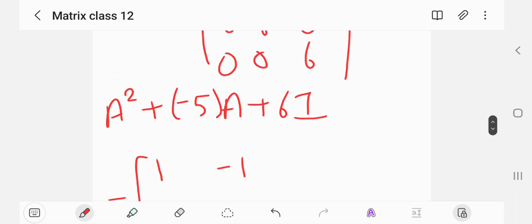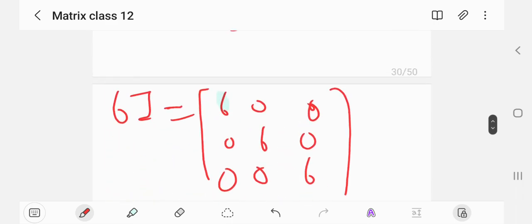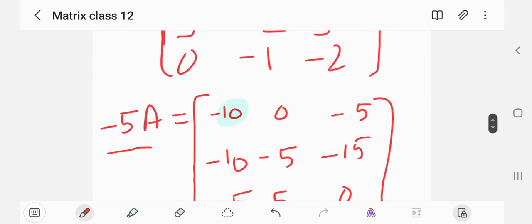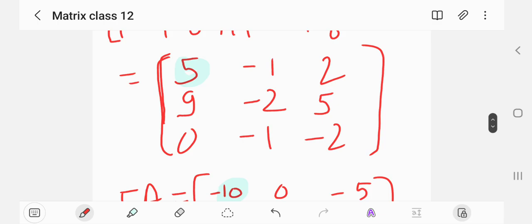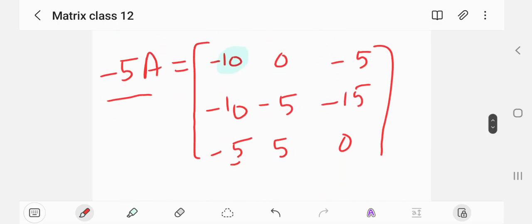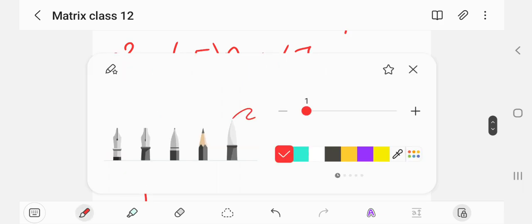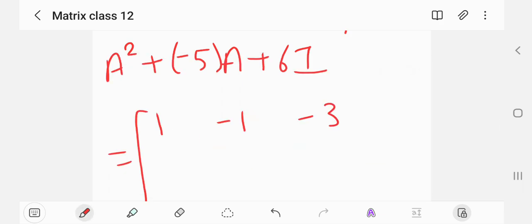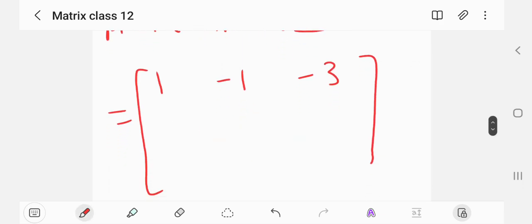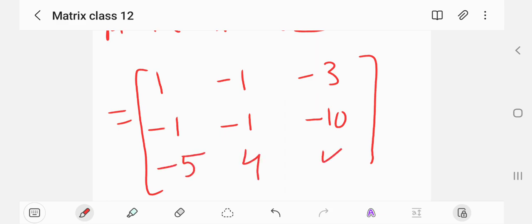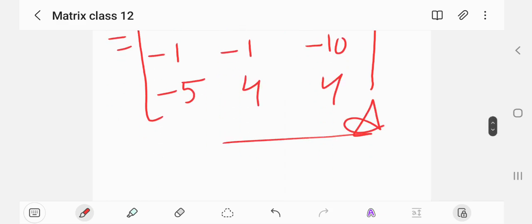Next I have 0 here, minus 5 here and 2 here, which gives me minus 3. I got minus 3. Similarly, I will add and I will get these entries. This is my required answer.